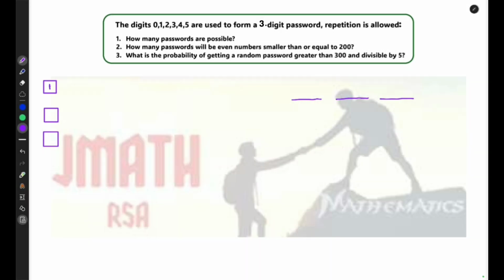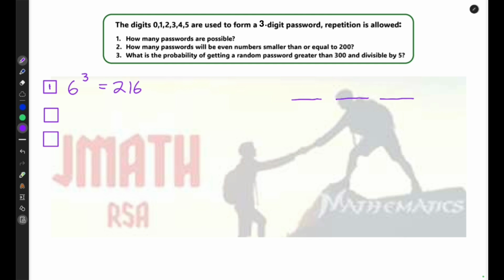The digits 0, 1, 2, 3, 4, 5 are used to form a 3-digit password. Repetition is allowed. How many passwords are possible? Remember, 0 to 5 is actually 6 possibilities. It can be repeated, so the answer is just 6 cubed, which is equal to 216 different 3-digit passwords. Question 2, how many passwords will be even numbers smaller than 200?